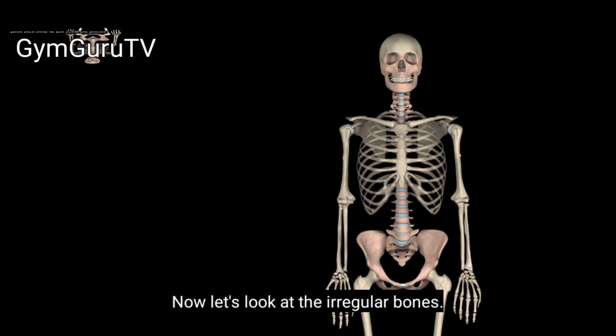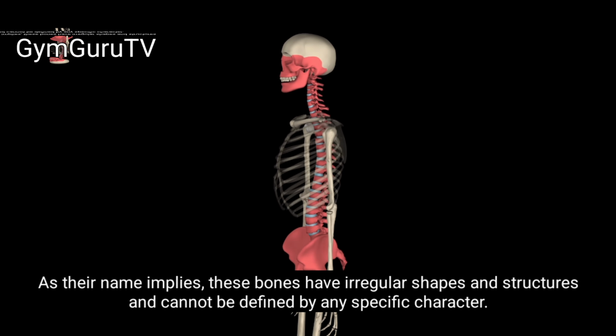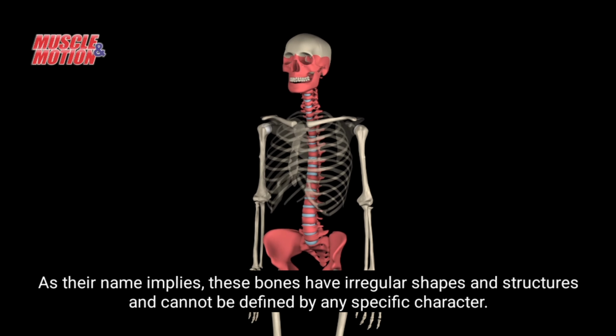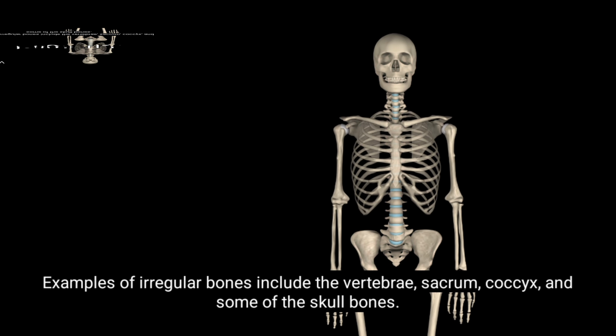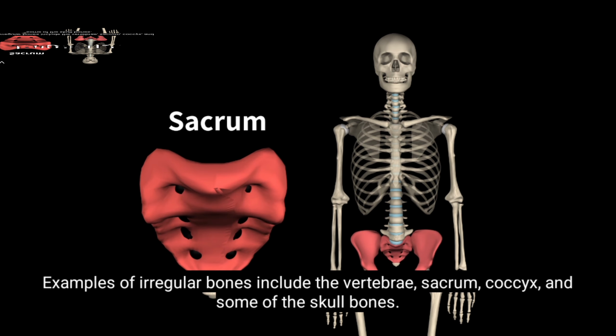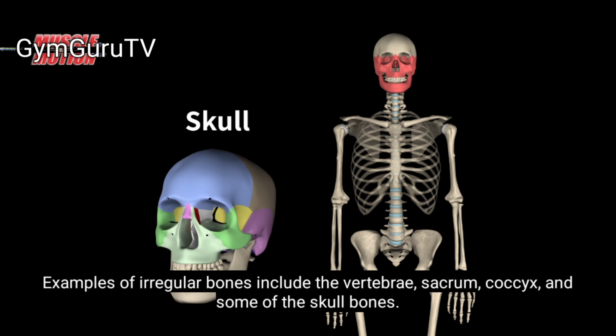Now let's look at the irregular bones. As their name implies, these bones have irregular shapes and structures and cannot be defined by any specific character. Examples of irregular bones include the vertebrae, sacrum, coccyx, and some of the skull bones.